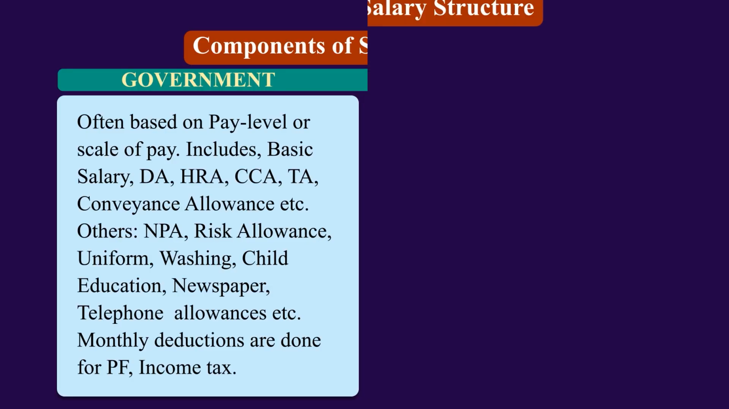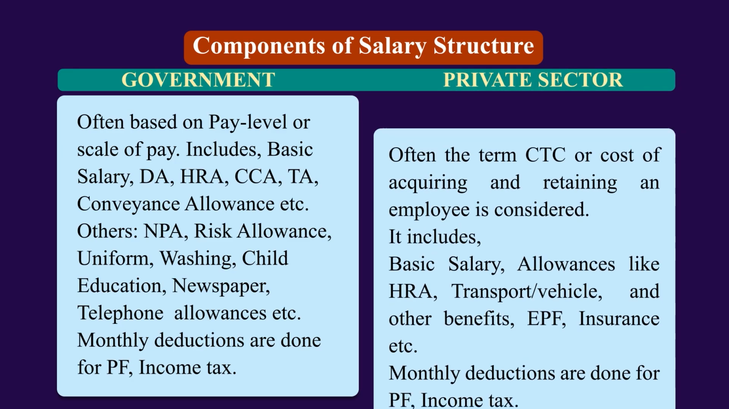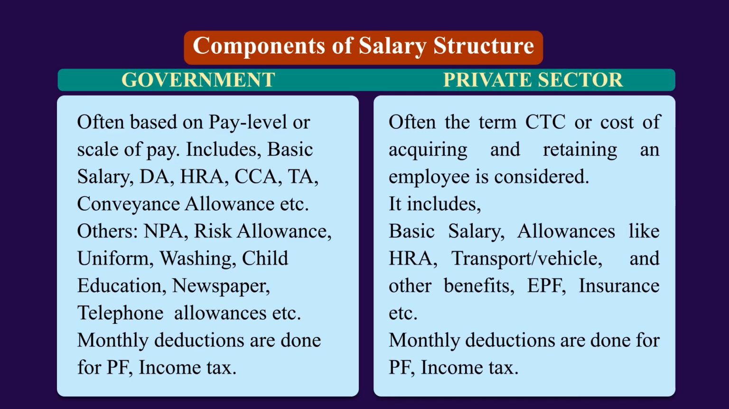And in salary there are deductions which are done for provident fund or income tax, monthly income tax deductions which are called TDS. In the private sector, often the term CTC or cost to the company is used, which is the cost of acquiring and retaining an employee and is considered as below. It has basic salary, allowances like house rent allowance, transport allowance, sometimes vehicles are given. Then there are other benefits like employee provident fund, in which a certain percentage is contributed by the employee and the same percentage is contributed by the employer. Then there is insurance, and here also monthly deductions are done from salary for provident fund and income tax, etc.